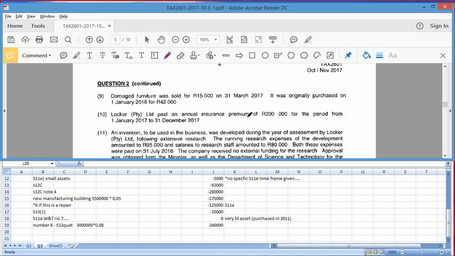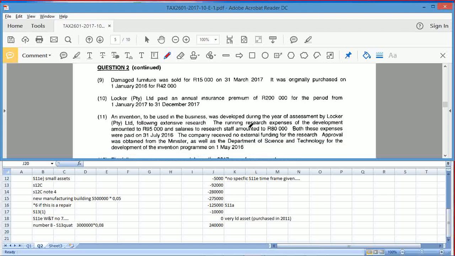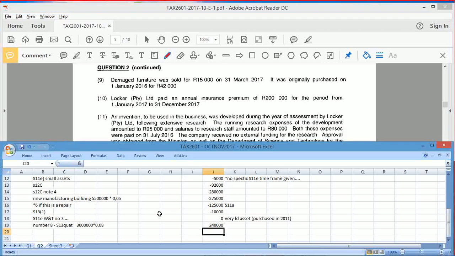Alright, let's look at this. Damaged furniture was sold. Okay, now you've got the whole recoupment or scrapping allowance. Do you agree? Yes, sir. Okay, so if it's damaged furniture and I've sold it for 50, that's proceeds, right? Yes, sir. It was originally purchased on the 1st of January.